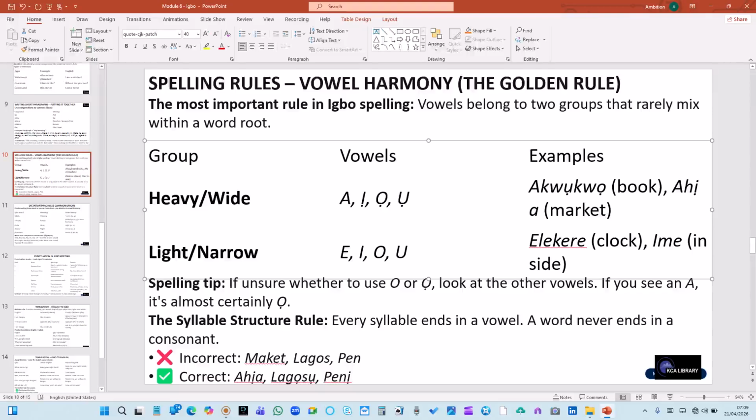The syllable structure rule. Every syllable ends in a vowel in the Igbo language. A word never ends in a consonant. Look at the example of an incorrect word in Igbo, market. So there is never a word that ends in a consonant sound in the Igbo language. Like Lagos, pen. In the Igbo language, the correct usage is ahia, Lagos, pen. So this is an example of the syllable structure rule in the Igbo language.